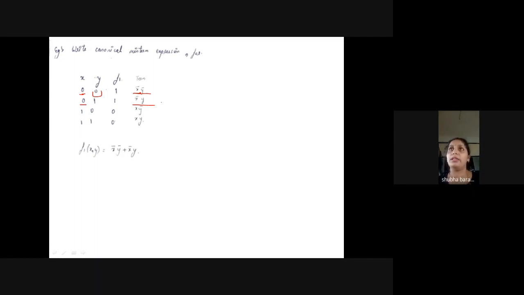But this is the case for min term. When we write for the max term, for 0 we write it in uncomplemented form, and 1 we write as complemented form. Is this point clear? Yes, ma'am.